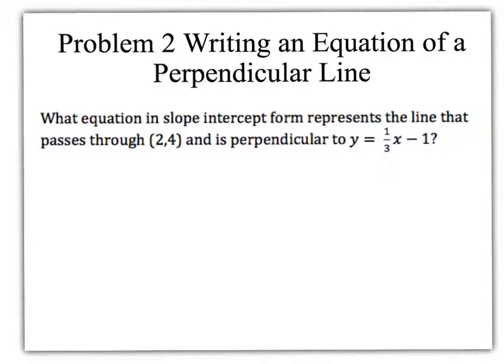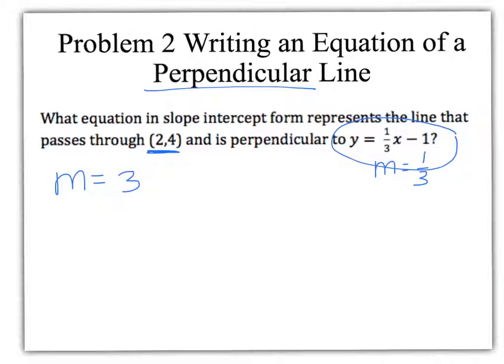Okay, now we have to write an equation of a perpendicular line. It's the same exact process, but if they're perpendicular, we can't use the same slope. So here's our equation, and it asks what equation in slope-intercept form represents the line that passes through this point and is perpendicular to this line. We know the slope of this line is 1/3, but the slope of the line that we want is going to be the opposite reciprocal. So take the reciprocal of 1/3, flip it upside down, and it becomes 3 over 1, which is just 3.